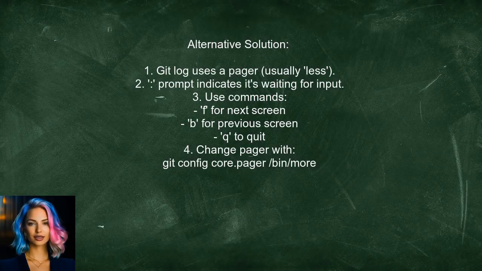This user explains that the issue arises because the git log command uses a pager, typically less, to display information. When you see the prompt, it's waiting for your input. You can navigate using commands like F for forward, B for backward, and Q to quit. If you want to change the pager, you can set it in your Git config.